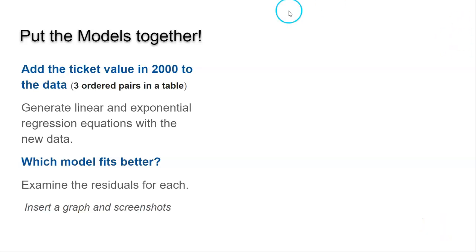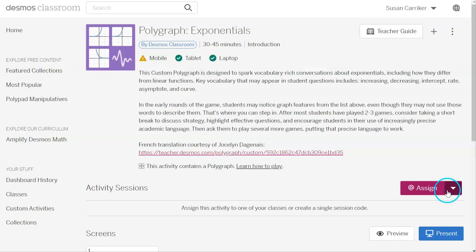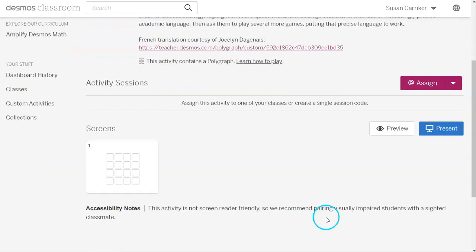The next thing we're going to do is a Desmos activity. And this activity is very short. It's really just a polygraph. So we're going to do polygraph exponentials. There's a lot of text here you can read, but our goal here is to build their vocabulary. So we want to reward kids for choosing rich mathematical vocabulary as they do this activity. There's some key vocabulary that they've listed here: increasing, decreasing, intercepts, rate, asymptote, curved, exponential growth, exponential decay, and so forth, linear.